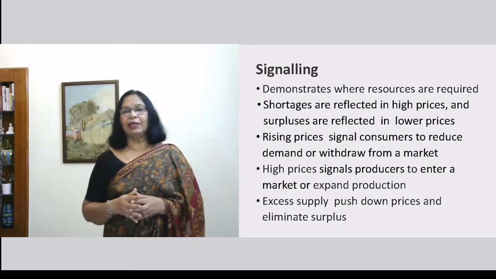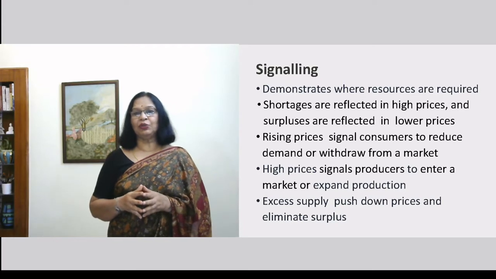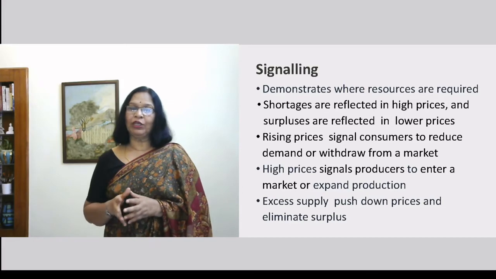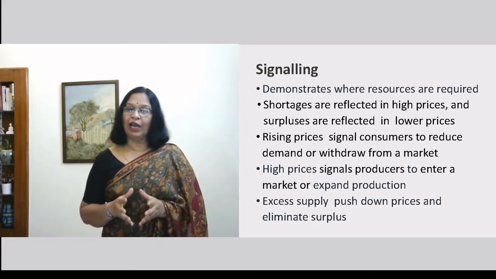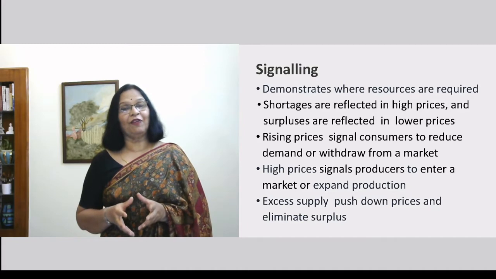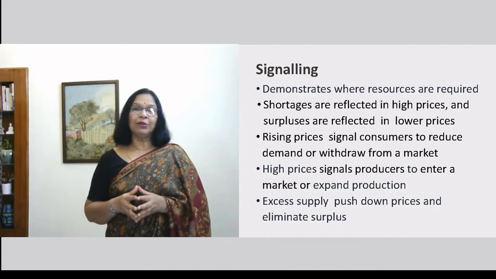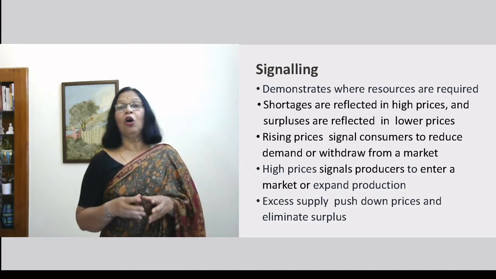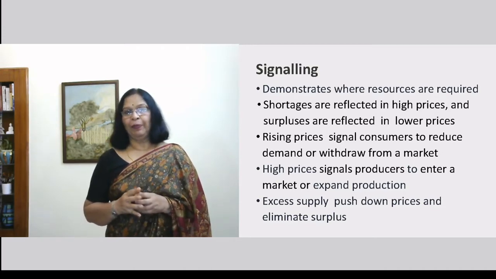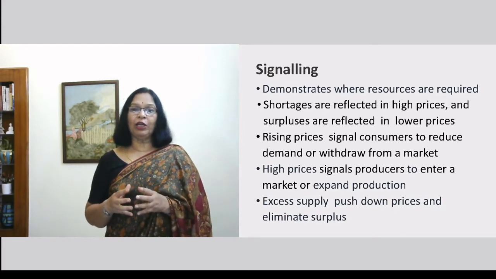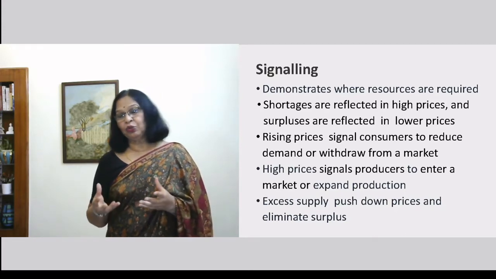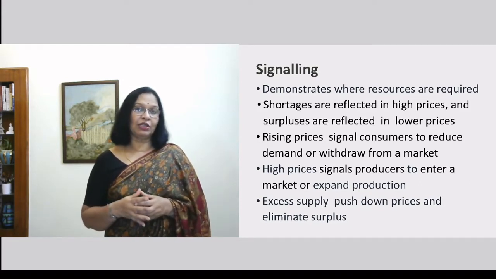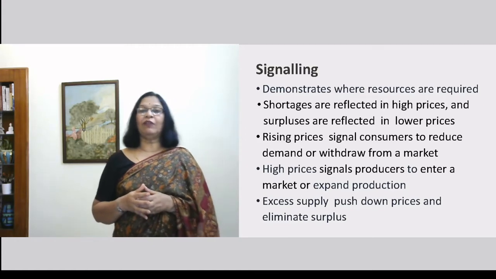Prices also act as signals both to the producers and to the consumers. They direct where the resources should be moving into. The shortages are reflected in high prices, whereas surpluses are reflected in low prices. So a rising price will indicate to the consumers to reduce consumption or to exit the market completely. And to the producer, falling prices can indicate that he too could exit the market, or he could produce less, because that market was not giving enough profit.